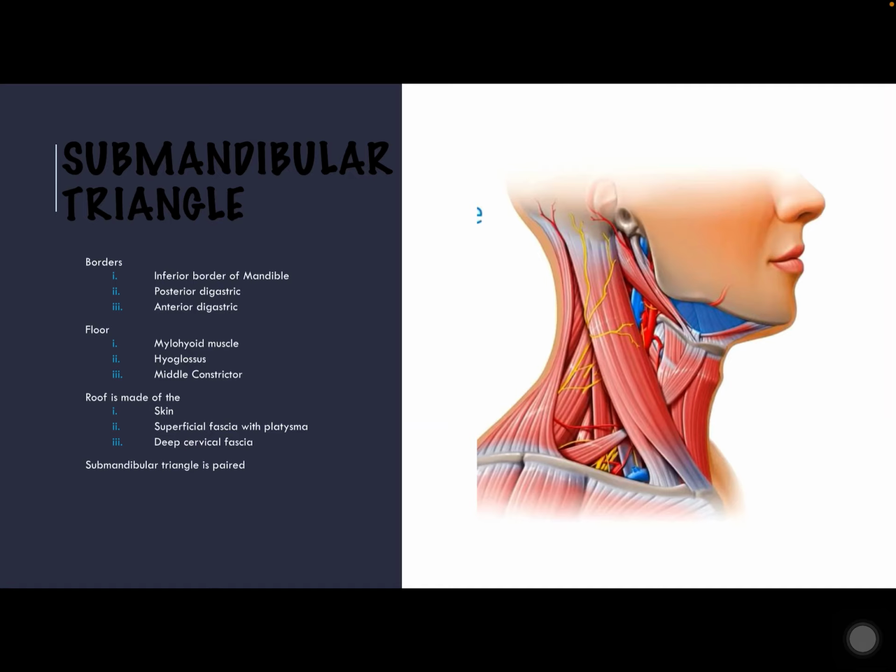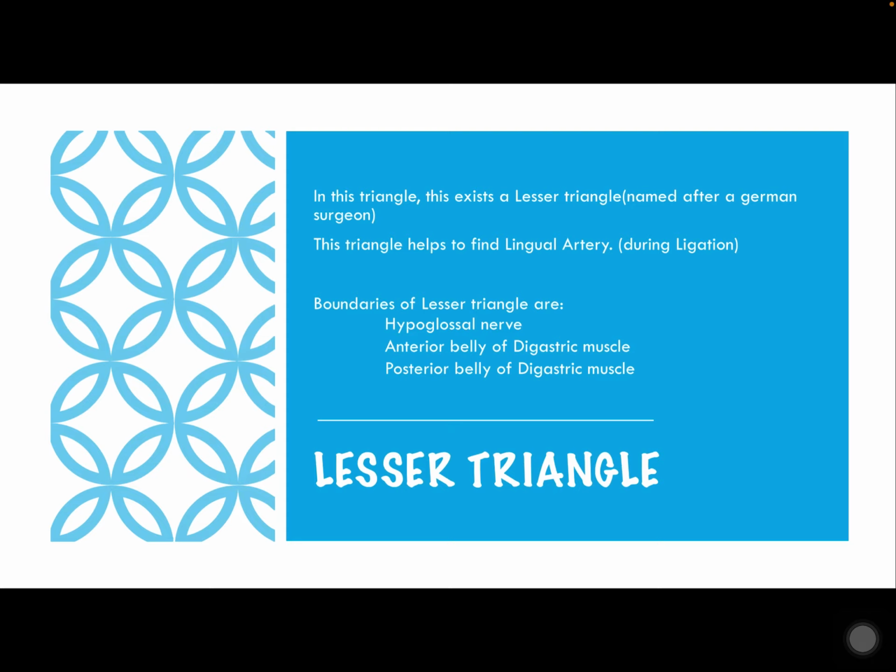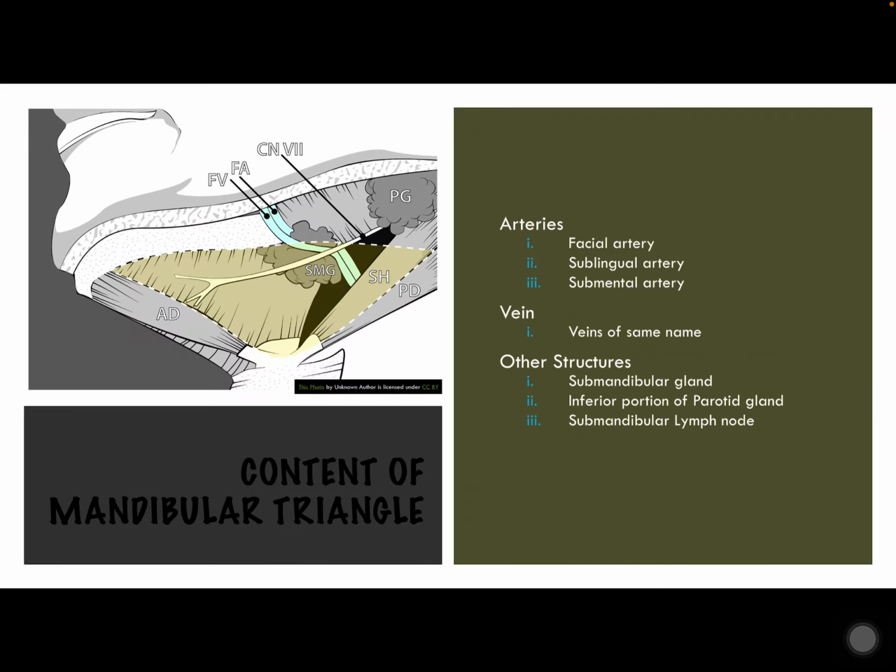One of the most important features of the submandibular triangle is that it contains a lesser triangle, named after a German surgeon. This lesser triangle is anatomically important since it helps to find the lingual artery, which is helpful during ligation. The borders of the lesser triangle are the hypoglossal nerve, the anterior belly of the digastric muscle, and the posterior belly of the digastric muscle.